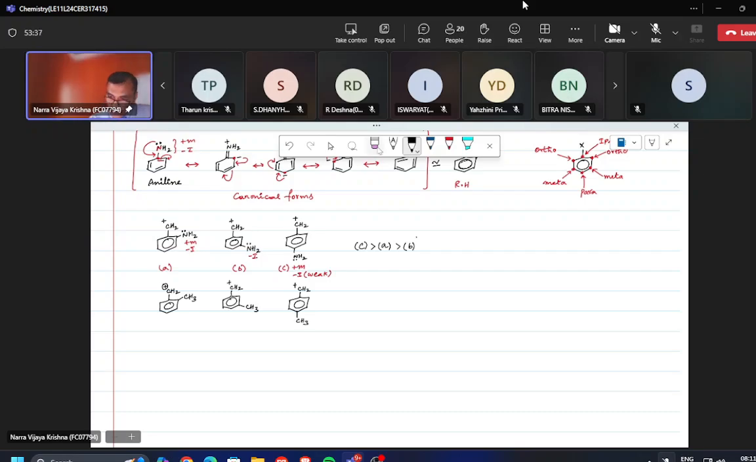Now, in these three, check the stability order. Among these three, which is more stable? A, B, C. Why? What is the CH3 group? Plus I, and also a positive hyperconjugating group. The plus M here, that mesomeric effect, is because of hyperconjugation. Correct? What is hyperconjugation? sp2 carbons.